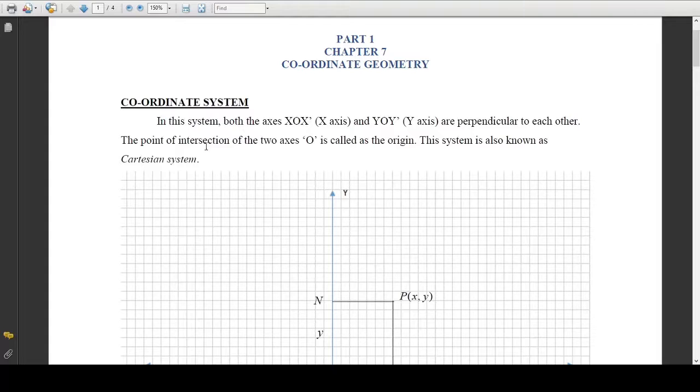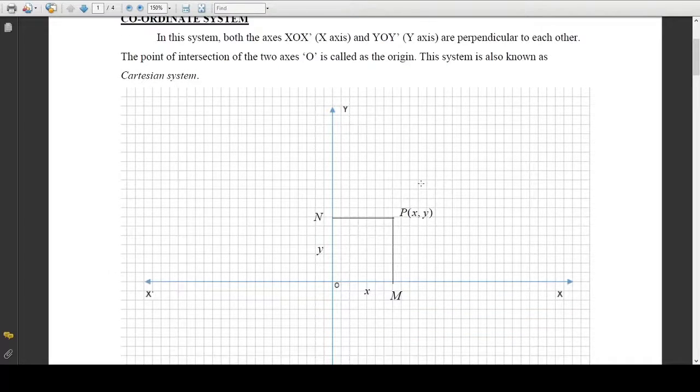First of all, let us understand what the coordinate system is. A coordinate system is a system where both the axes, XOX' or the x-axis, and YOY' or the y-axis, are perpendicular to each other, and the point of intersection of the two axes, denoted by O, is called the origin. This system is also known as the Cartesian system.